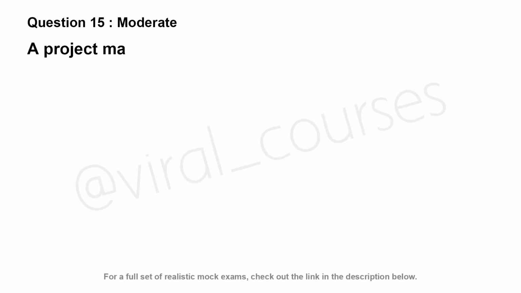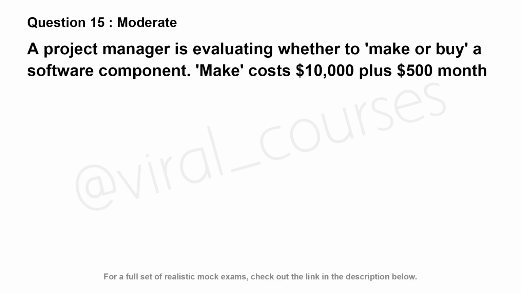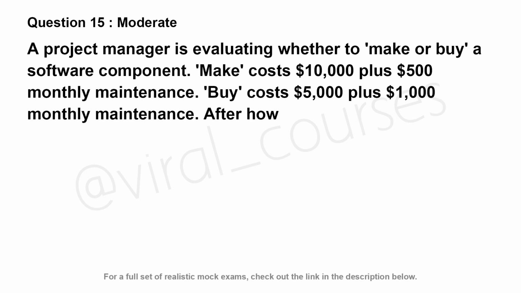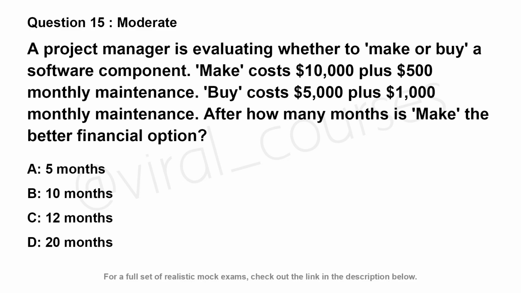A project manager is evaluating whether to make or buy a software component. Make costs $10,000 plus $500 monthly maintenance. Buy costs $5,000 plus $1,000 monthly maintenance. After how many months is make the better financial option? Option A, 5 months. Option B, 10 months. Option C, 12 months. Option D, 20 months.